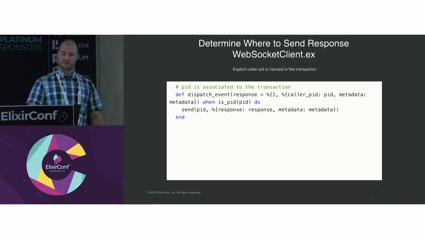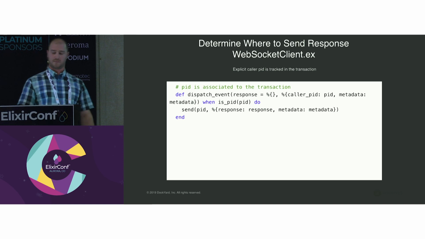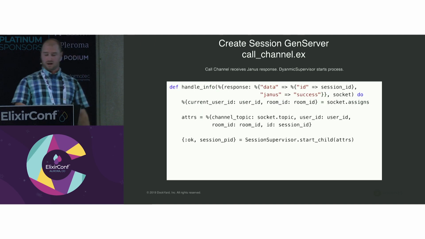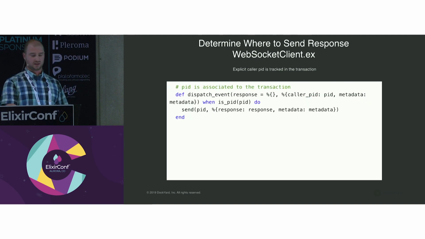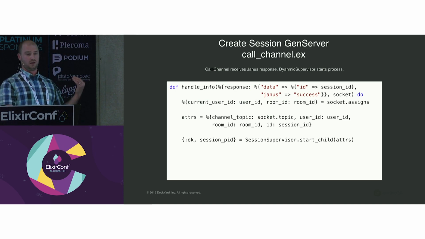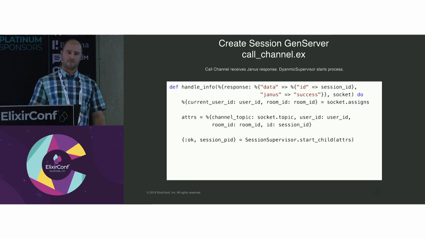And dispatch event is just simple, there's multiple function heads to match. But this one's a simple one where we have tracked the caller PID. You'll see that on that right map. And that's when we've explicitly defined, hey, this is where this response needs to go. And notice we just do a send PID, so that does a handle info on the response. So since we don't have any gen servers spun up at this point, it made sense to just send it back to the call channel.